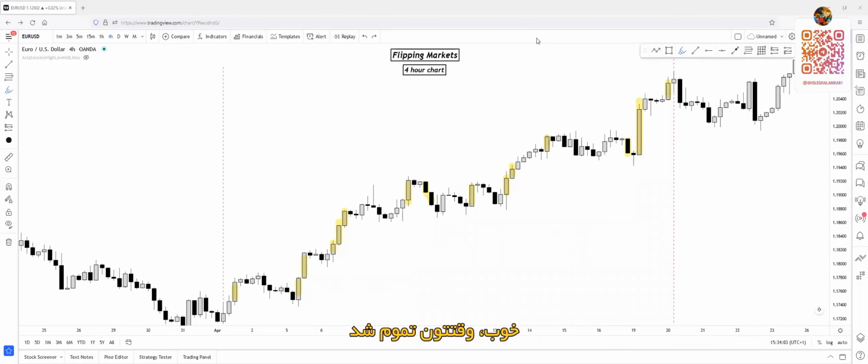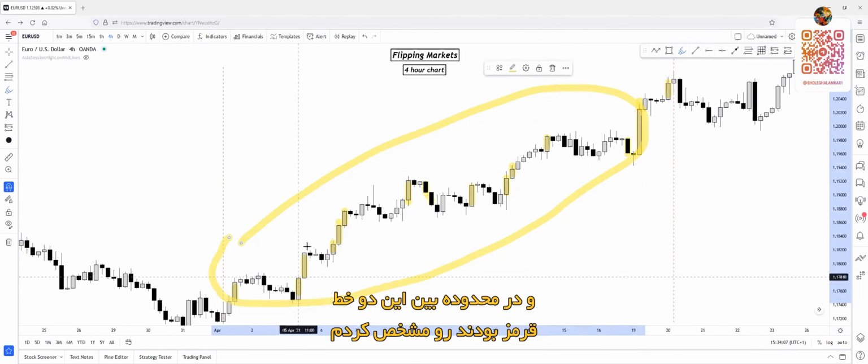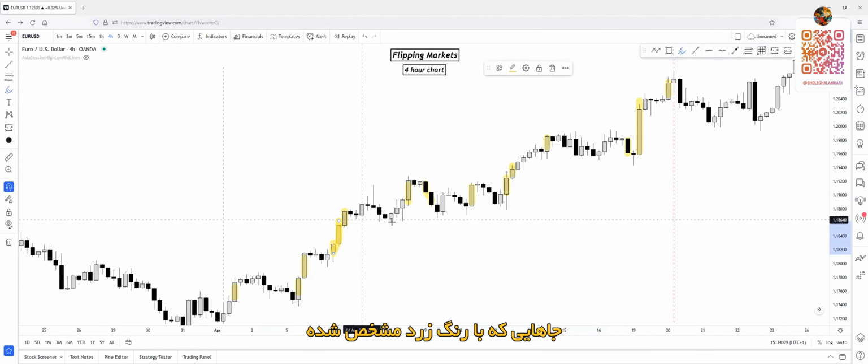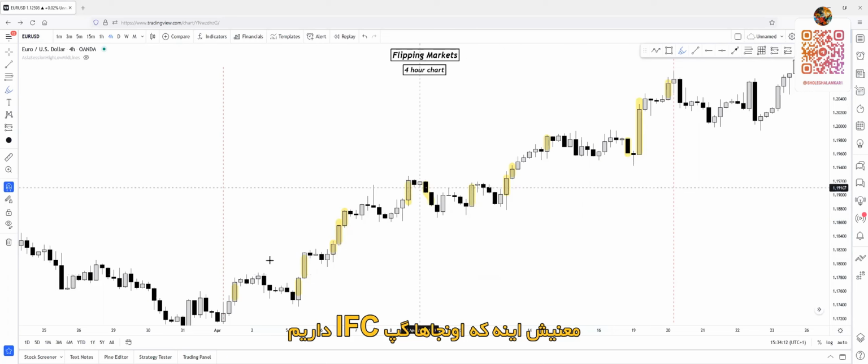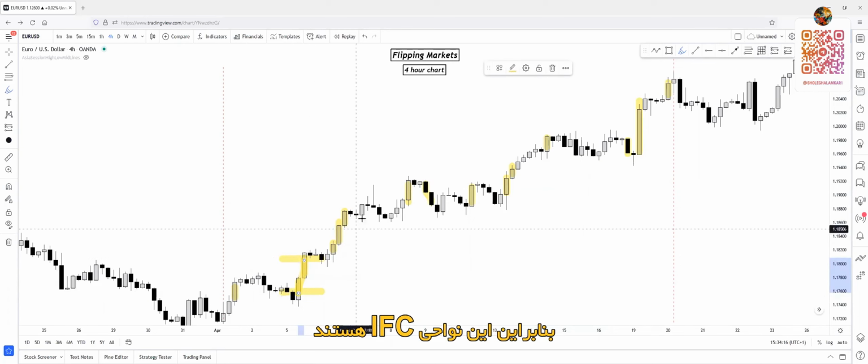Okay, so your time is over. And as you can see, I marked all of the inefficient areas between the red lines. So if you see a yellow highlight, that means we have an inefficient gap there. As you can see, on all of the yellow lines, we have an inefficient gap between the wicks. So the areas are inefficient.